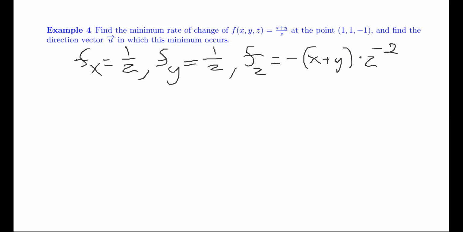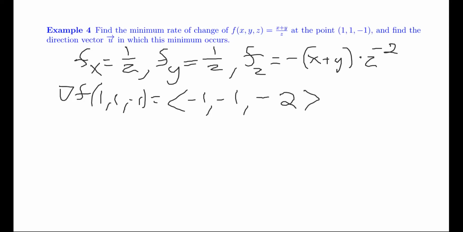All right, so what is our gradient vector evaluated at 1, 1, negative 1? Well, this is the vector. 1 over negative 1 is negative 1. f sub y is 1 over negative 1 again, so that's negative 1. And then we have negative of 1 plus 1, which is 2, so negative 2 times z to the negative second power. So this is negative 2.